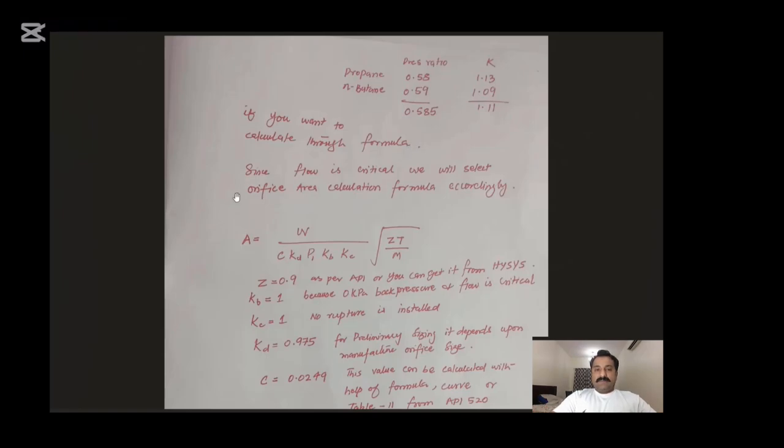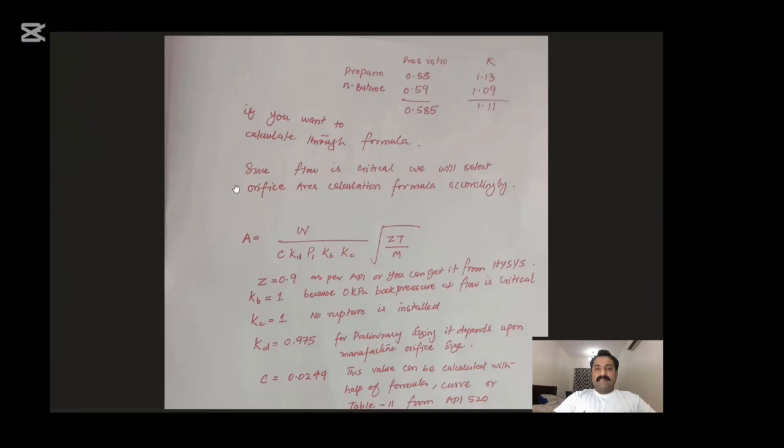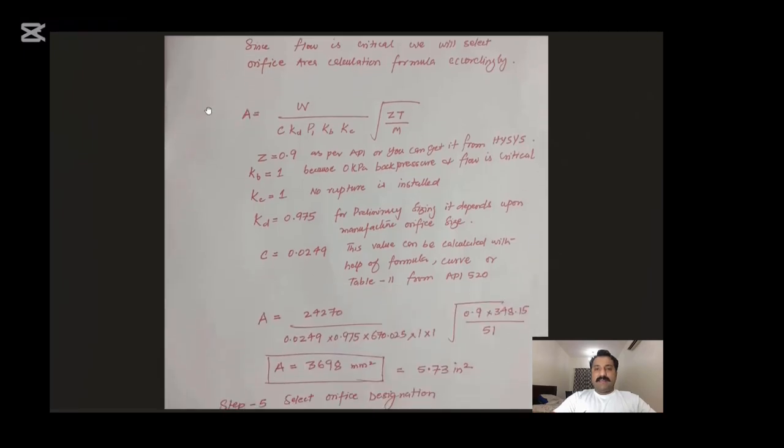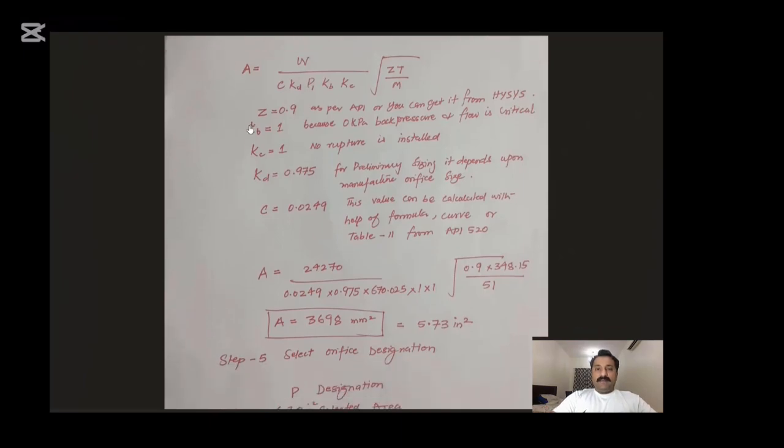So this is critical flow. We will select the orifice area calculation formula, this one. Here you can find some constant factors like Z factor. Z factor in API is used 0.9 as per API. But you can get the exact value from HYSYS software according to composition and operating parameters.